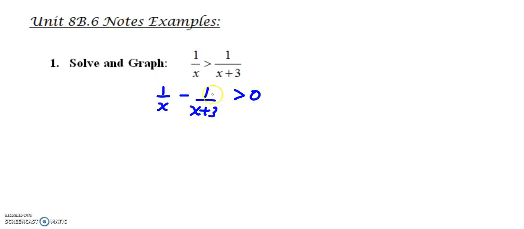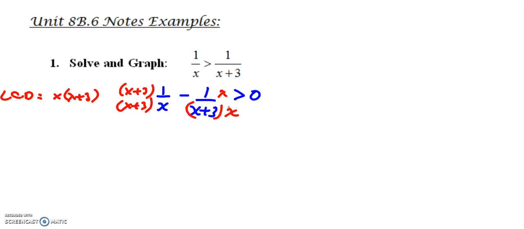And then if I want to combine these, I need a common denominator. What you could do is think about, well, the common denominator, or LCD, is going to be x and x plus 3. So this fraction has the x, but top and bottom needs x plus 3. And this fraction has the x plus 3, but top and bottom need the x. And all you're trying to do is get a common denominator because we're not completely solving. We're using a number line to check our answers.